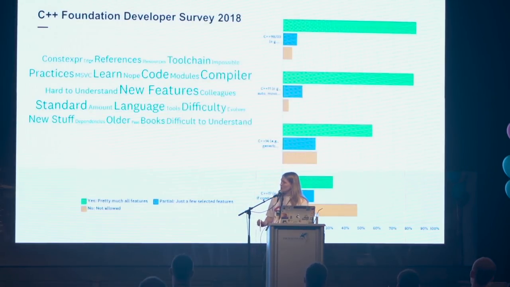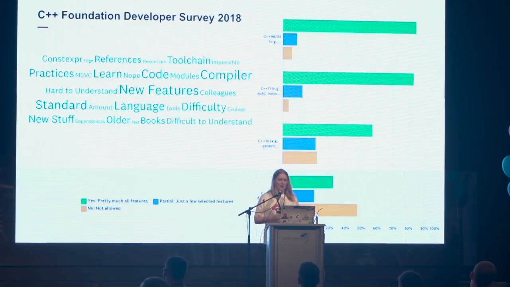Another survey run by the C++ Foundation, that's actually the whole foundation owning the language, the language committee, and actually doing an amazing job. They collected a survey in 2018. And yeah, some very similar results in terms of the standards distribution. Green is pretty much all the features are allowed. Blue is just a few features from the standard are allowed in my company. And yellow is nothing is allowed from the particular standard.